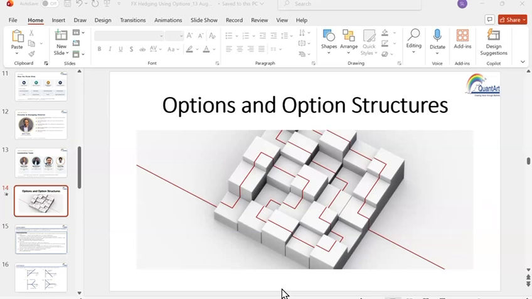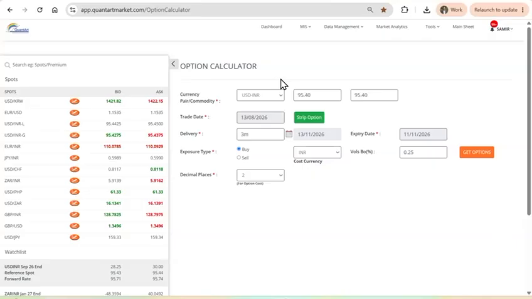We assume for our purpose, let's take a round number, 9540. The screen is visible to everyone, right? In the calculator, under tools, option calculator, and in the Hedging section, most of you have the login ID and password. 9540, 3 months is what I have typed. And now we are going to evaluate.